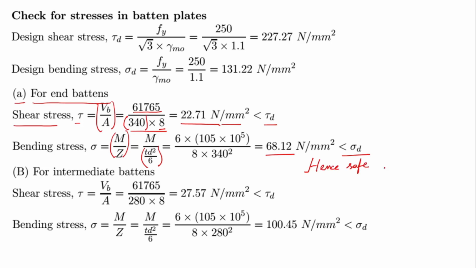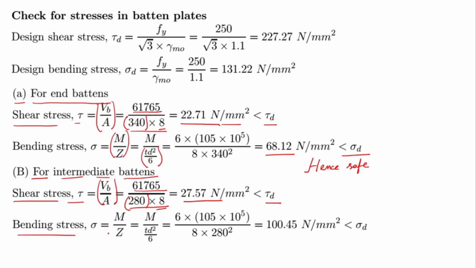Then we shall calculate for intermediate battens. Shear stress tau equal Vb by A. Vb we have calculated. A is the cross sectional area of the intermediate batten plates. 280 is the overall depth and 8 is the thickness, and shear stress is calculated as 27.57 Newton per mm square, which is less than tau d, which is the design shear stress.